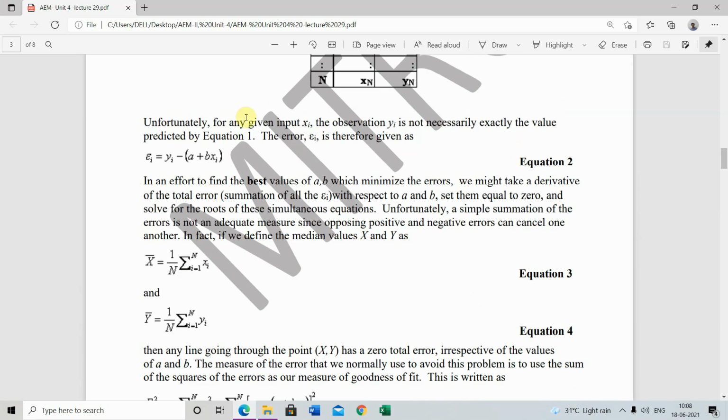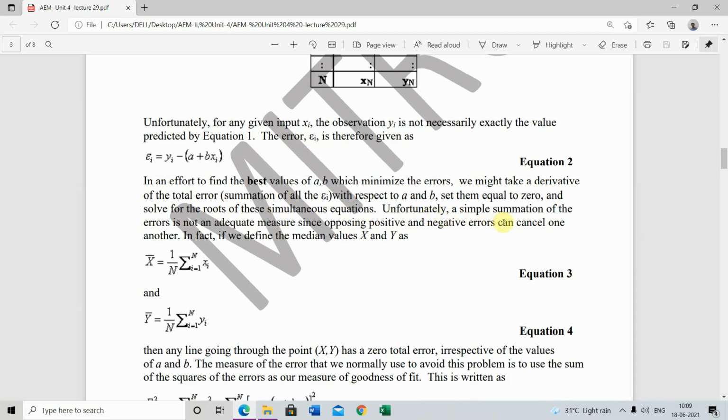Unfortunately, for any given point xi, the observation yi is not necessarily exactly the value predicted by equation 1. The error ei is therefore given as ei equals yi minus (a plus b xi). In an effort to find the best values of a and b which minimize the errors, we might take a derivative of the total error, the summation of all ei, with respect to a and b, set them equal to 0 and solve for the roots of these simultaneous equations.